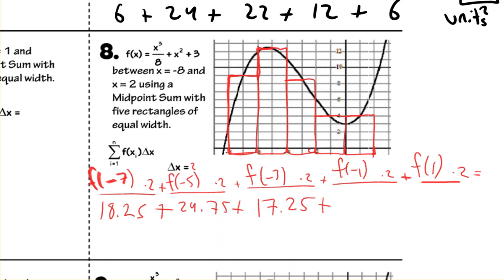-1. Times 2 gives me an area of that. And then finally, 1 is 8.25. Well, okay, thanks. Joe, you check that. And that's 8.25.